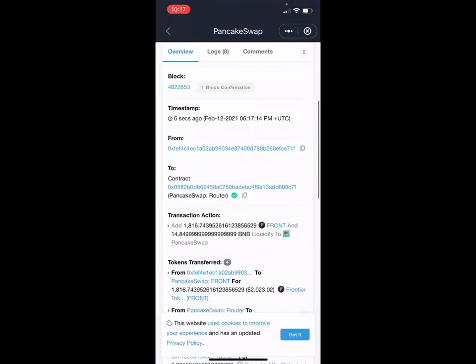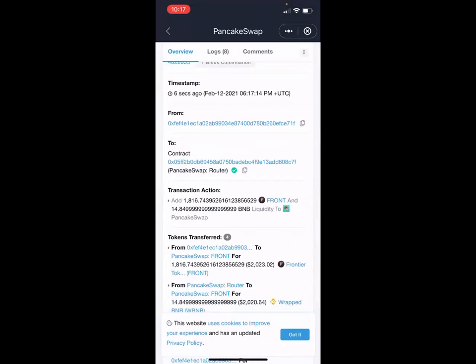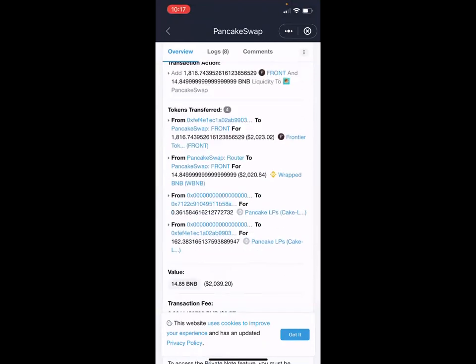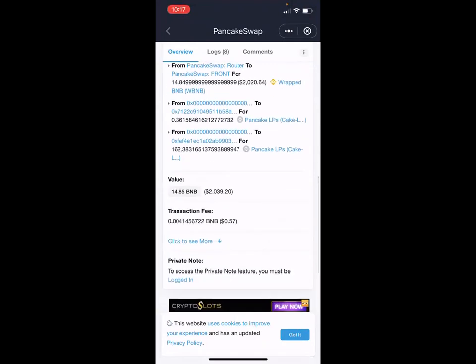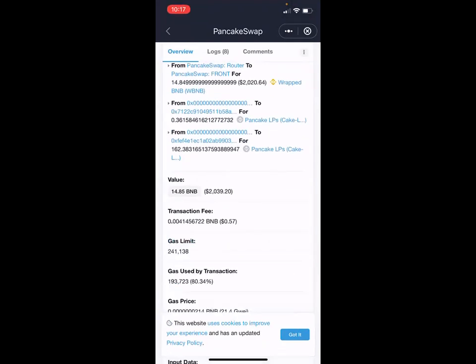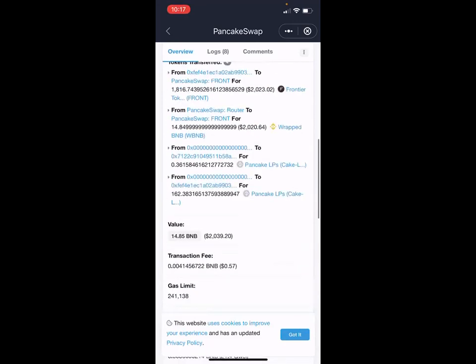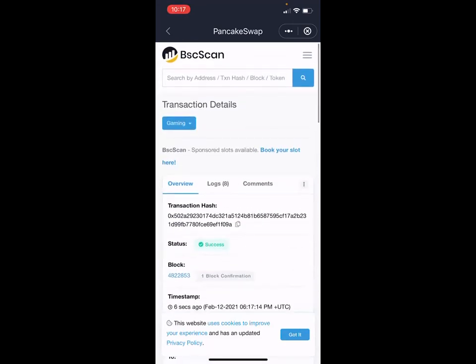6 seconds, right? So it's showing to the PancakeSwap router, or basically the smart contract, right? So it's showing you what the action is. Add so-and-so front and 14 BNB liquidity to PancakeSwap. And it's showing you basically the transactions that have gone through, right? Gas limit, right? Gas used by transaction. See, it only used 80% of what it quoted me. So instead of 70 cents, it used like 55 cents, something like that.